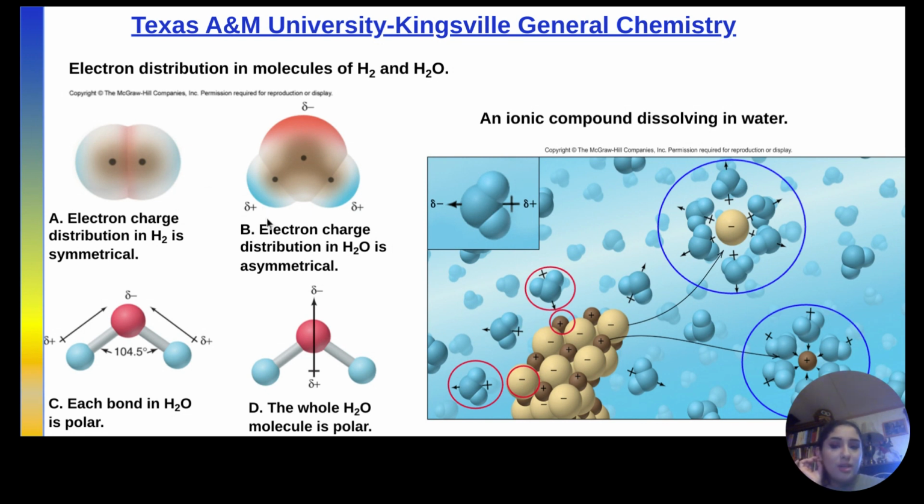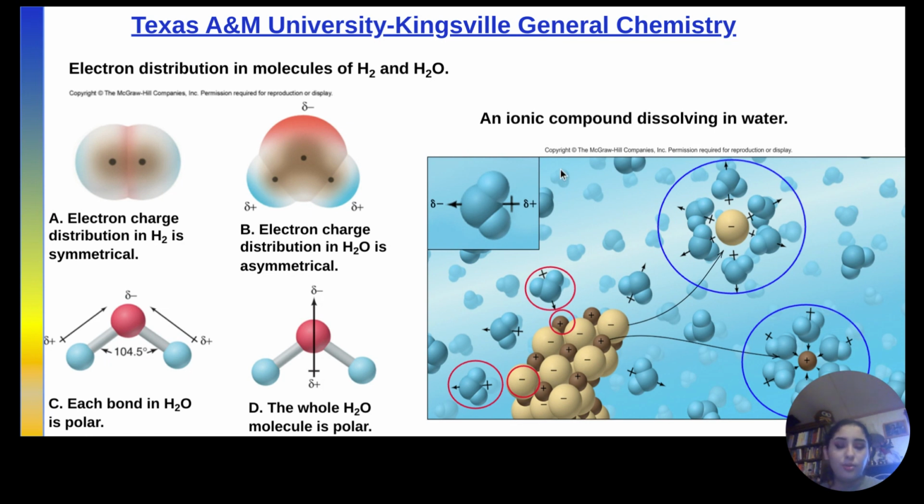Here in B, you can see that the electron charge distribution in H2O, water, is asymmetrical, because you have all your negative electron charge up here and all your positive proton charges down here, which makes it a bit lopsided. This is zooming in on the H2O molecule, and each bond in H2O is actually polar, which makes the whole H2O molecule polar.